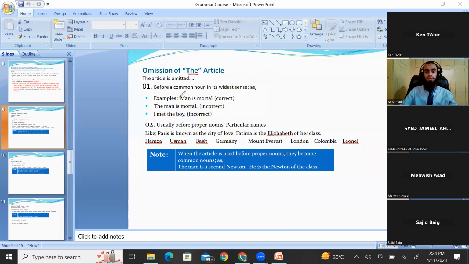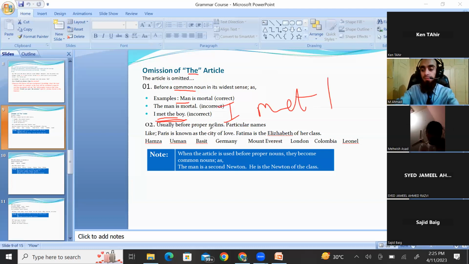Now, before a common noun, we mostly use the or a to specify or not specify. But if we talk about any common noun in a broader, wider sense, like in a quotation or a proverb, then we mostly do not use the before that. For instance, I met the boy or I met the man, both would be correct.